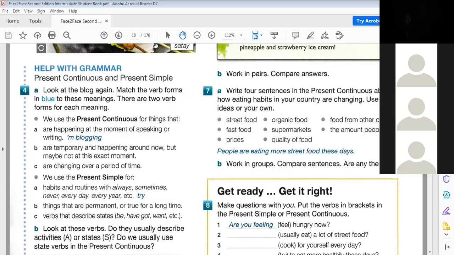Okay. All right. So here we have three different ways of talking about the present simple. Let me read them for you. It says here we use the present continuous in three different ways. Let's start with the present continuous. You can use it to talk about something happening at the moment of speaking.